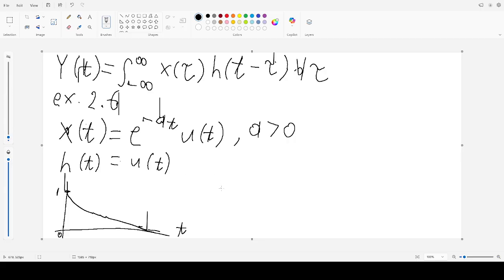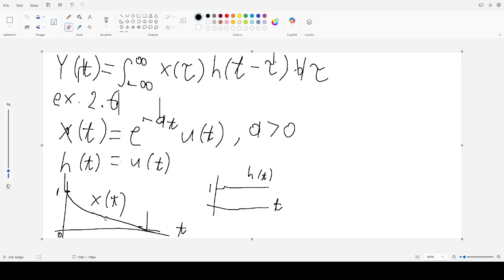Now for h of t minus tau, well, h of t itself, u of t, that's the step function. That's 1. So this is h of t. Here's x of t. And actually, I want to write that as x of tau, because the only real difference is that it's a function of tau. But I want h of t minus tau, so with the variable being tau, we're going to flip this left to right. And there's going to be 2 different ways this can look.